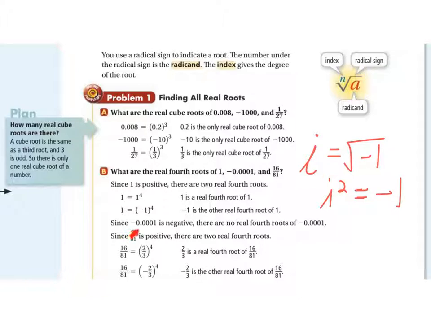Now, since negative 1/10,000th is negative, there are no real fourth roots of negative 1/10,000th. Since 16/81st is positive, there are 2 real fourth roots. We have the positive 2/3 and negative 2/3 again. That's the one that folks tend to forget. Now again, negatives have cube roots, but negatives do not have fourth roots or square roots or that sort of thing if we're trying to stick to real numbers.